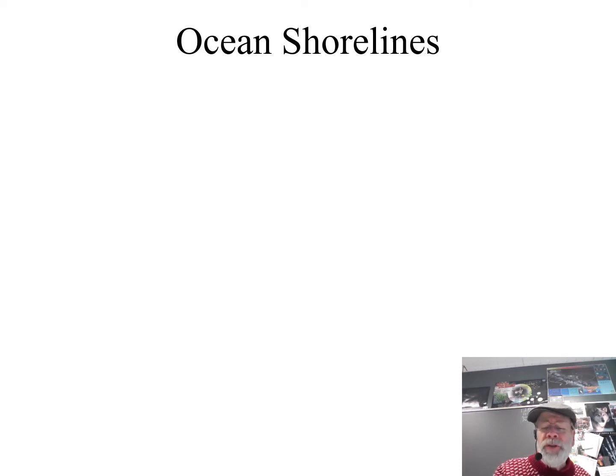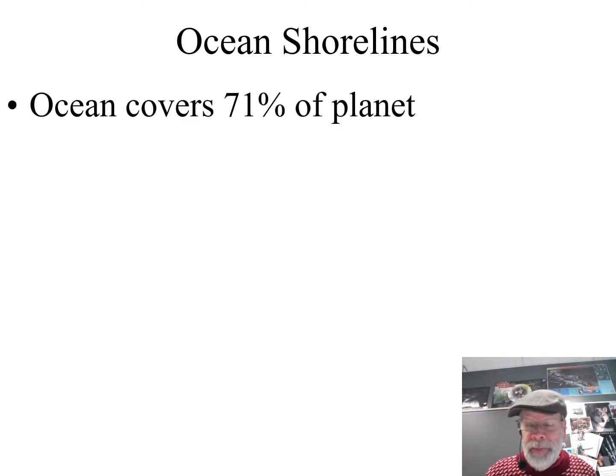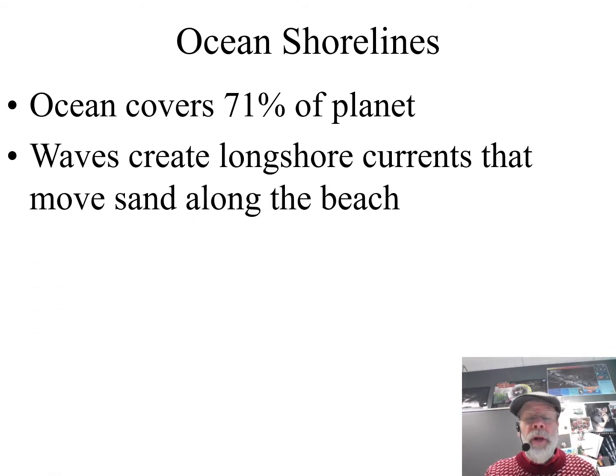Let's talk about oceans for a minute, because the shorelines are also an important landscape region. And some of you, I'm sure, love the ocean shoreline. It becomes more interesting when you know a little bit about what's going on. Okay, the ocean covers 71% of the planet. That's a lot of the planet. Where the land meets the ocean, things happen.